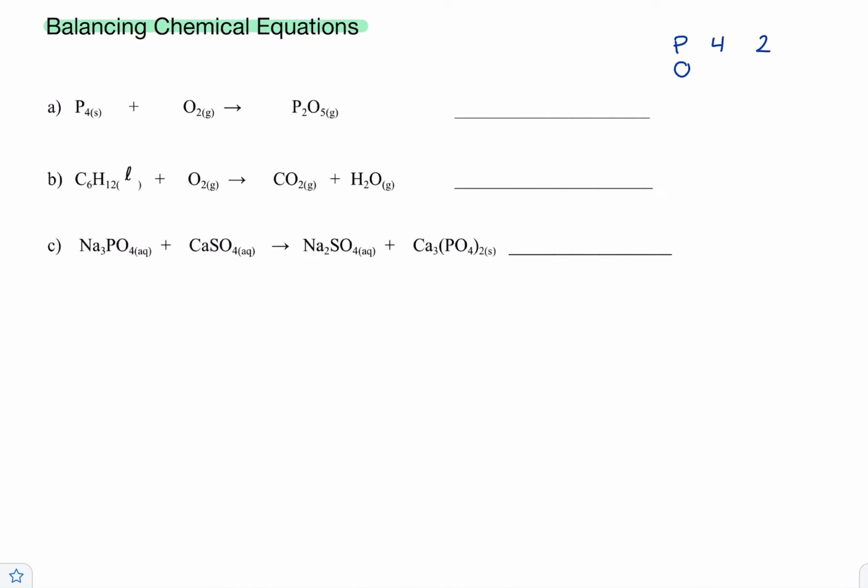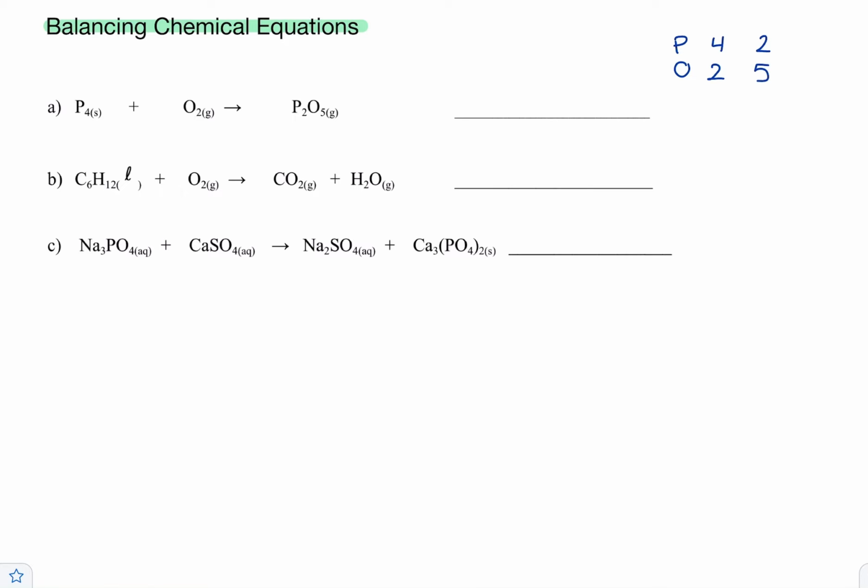So if we write that down, this will help us keep track of how many we have once we start changing it. And now for our oxygens, we can see on the left side we have 2, and on the right side we have 5. Now I would take a look and we need to try to balance it.